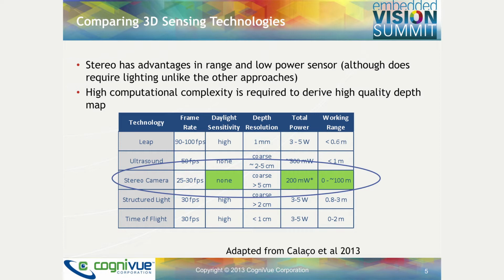Now this is power with respect to the actual 3D sensor, so it's dual image sensor, not the computational power, which is something else again. We'll talk more about that later.